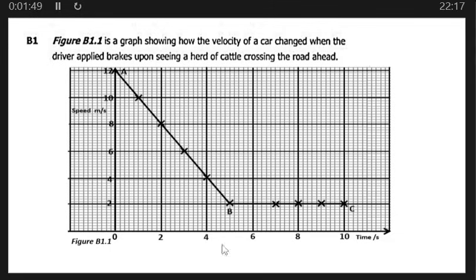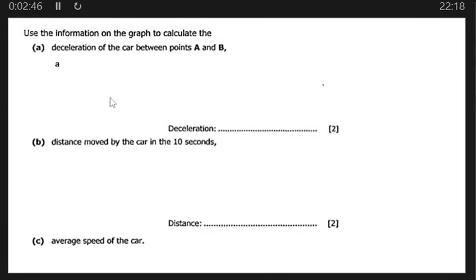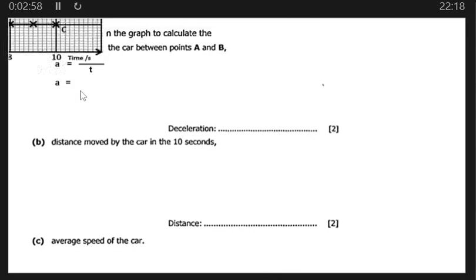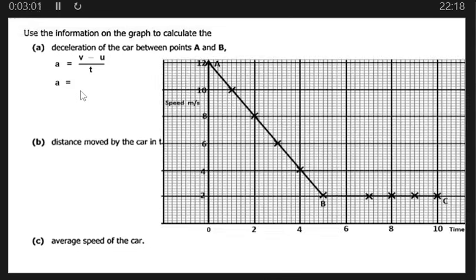So let's put the formula for calculating acceleration, which says acceleration, A, is equal to final velocity minus initial velocity divided by time. We will now bring our graph here and get the initial velocity and the final velocity between point A and point B. So what is the initial velocity? Initial velocity is the velocity that an object has at the beginning, and final velocity is the velocity that the object has at the final point of the journey.